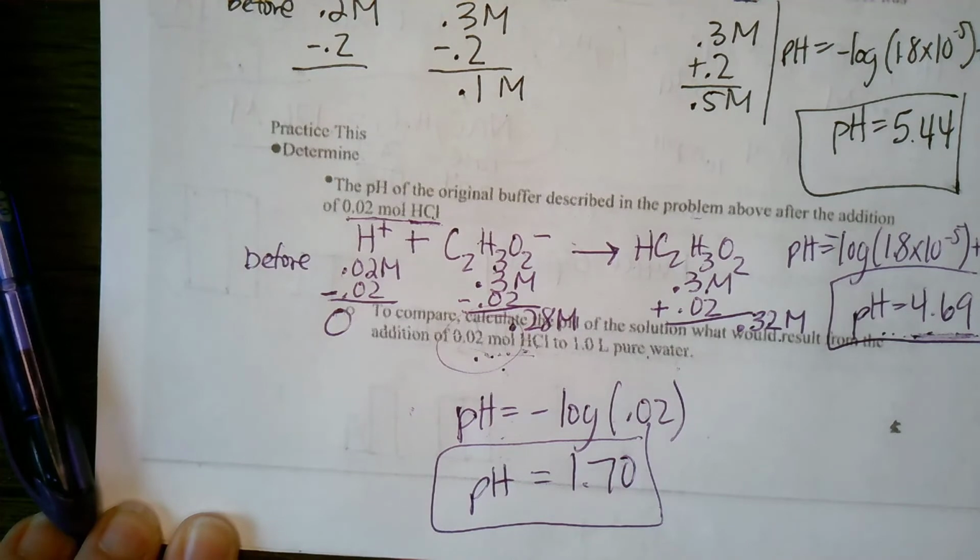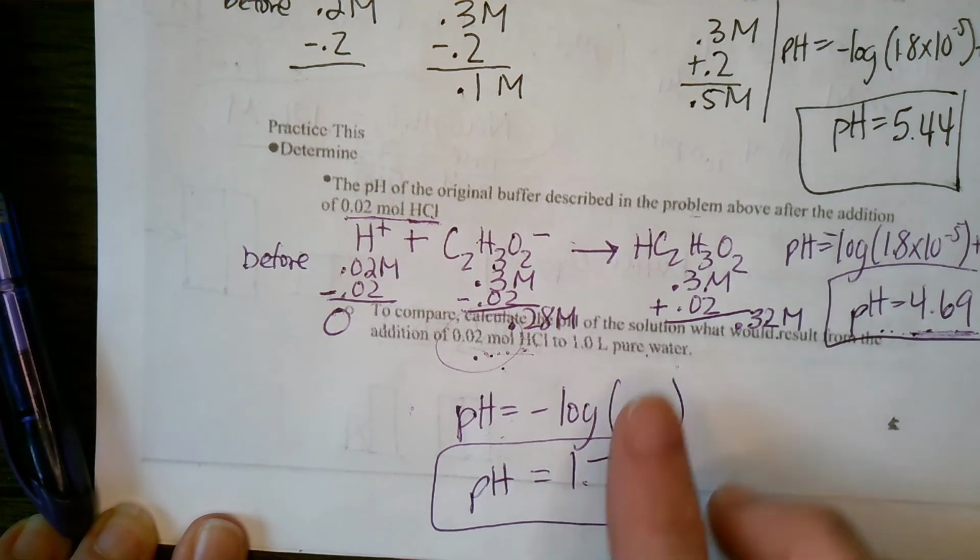Buffer solutions are conjugate pairs that act as a sponge, soaking up excess acid or excess base, preventing a shift in pH. It changes slightly, but certainly not to the degree it would if it was in pure water by itself.